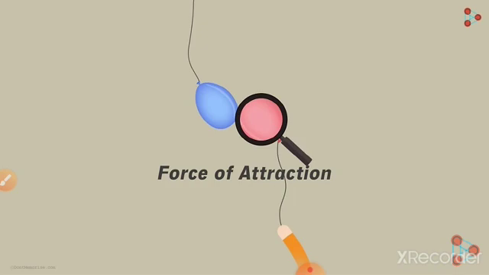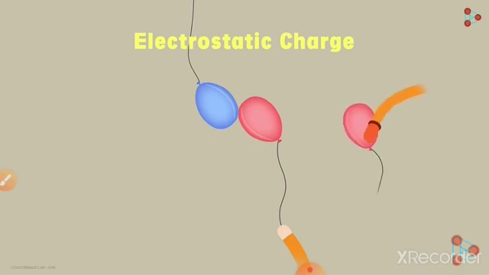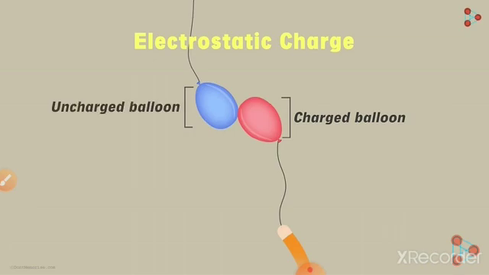After the balloon has become charged, some force of attraction is created between the uncharged balloon and the charged balloon. So electrostatic charge is produced after rubbing the woolen cloth over the balloon, and that balloon becomes a charged balloon. When this charged balloon comes closer to the uncharged balloon, they attract each other. So a force of attraction is created between the uncharged balloon and the charged balloon.